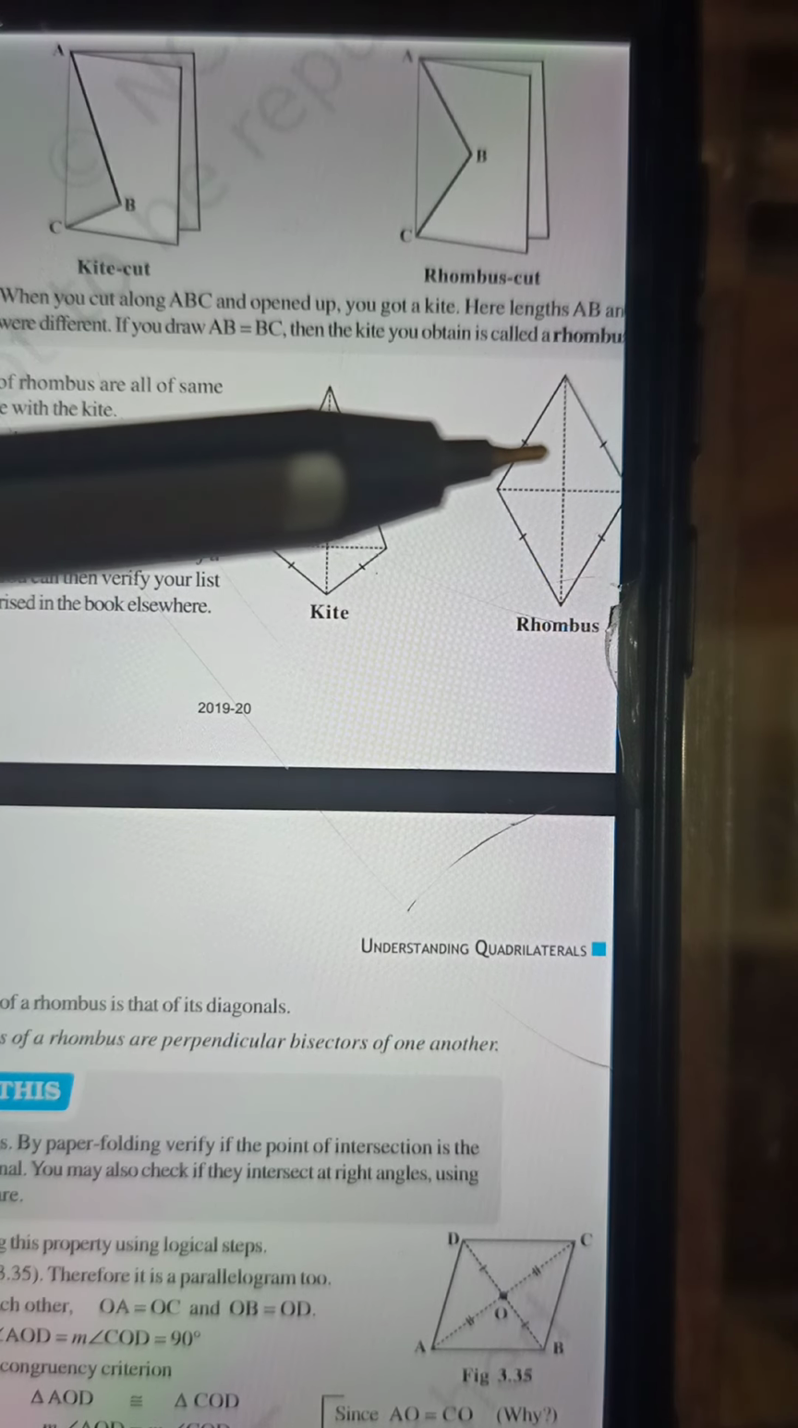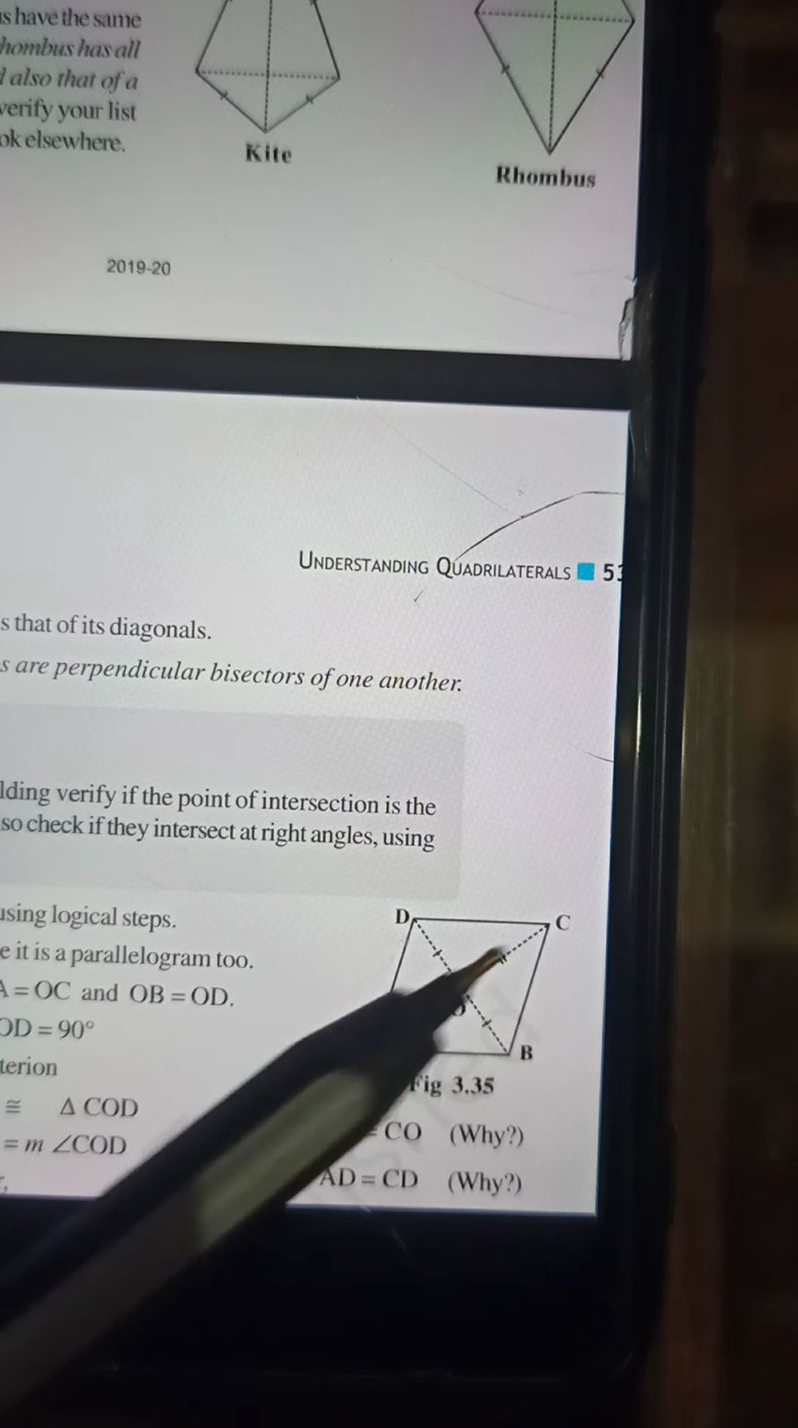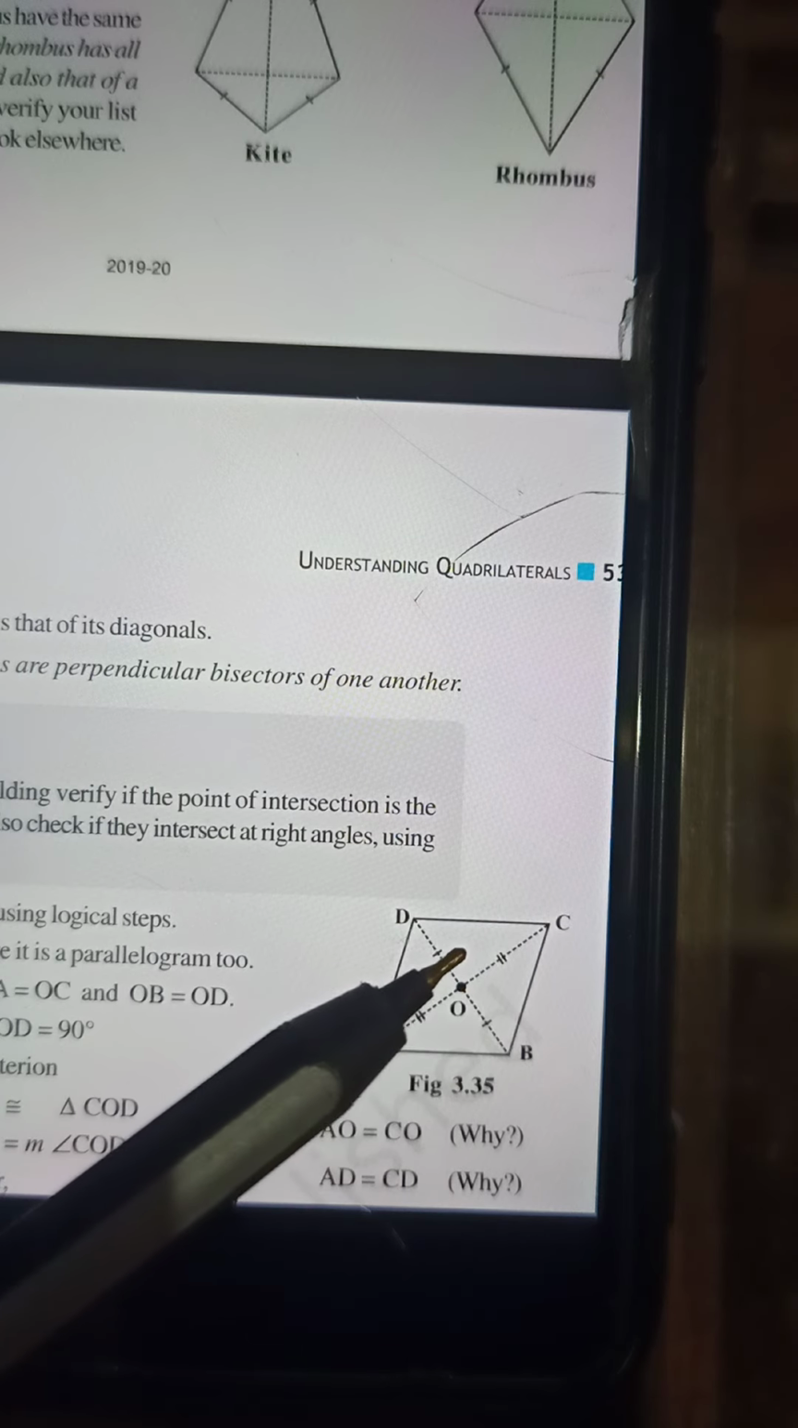See in this figure, clearly you can observe. So if ABCD is a rhombus here, they've shown you that diagonal BD has been divided into BO equal to OD. Likewise, AC is divided into AO equal to OC. And this angle out here, this means all four angles out here will be 90 each. All right, so that was regarding a rhombus.